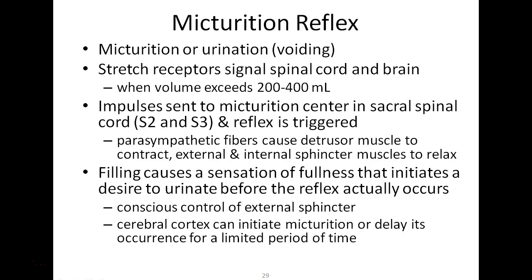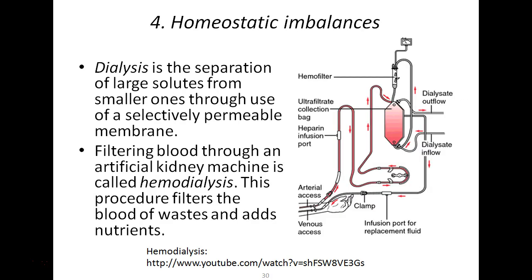So it's noteworthy that the autonomic nervous system and the somatic nervous system both control the storage of urine and also the expulsion of urine. So that means the cerebral cortex can initiate a micturition, or it can delay the occurrence for a limited period of time.